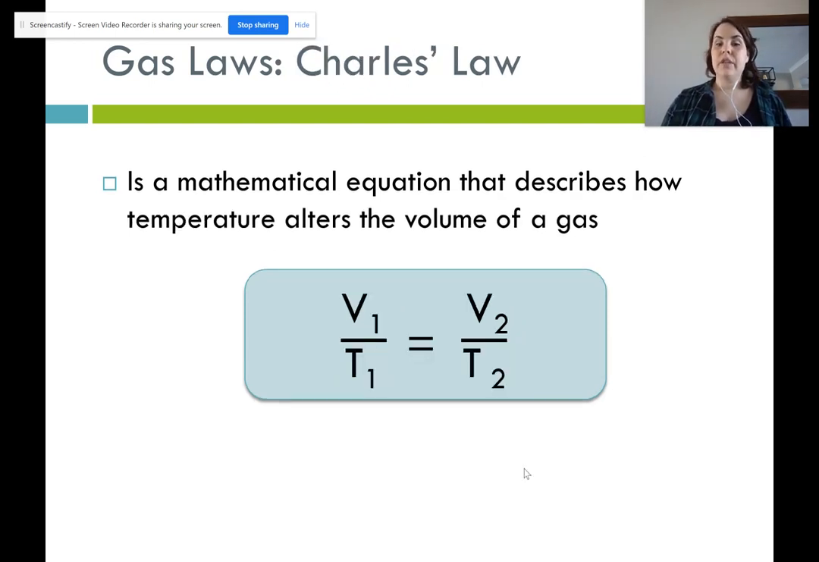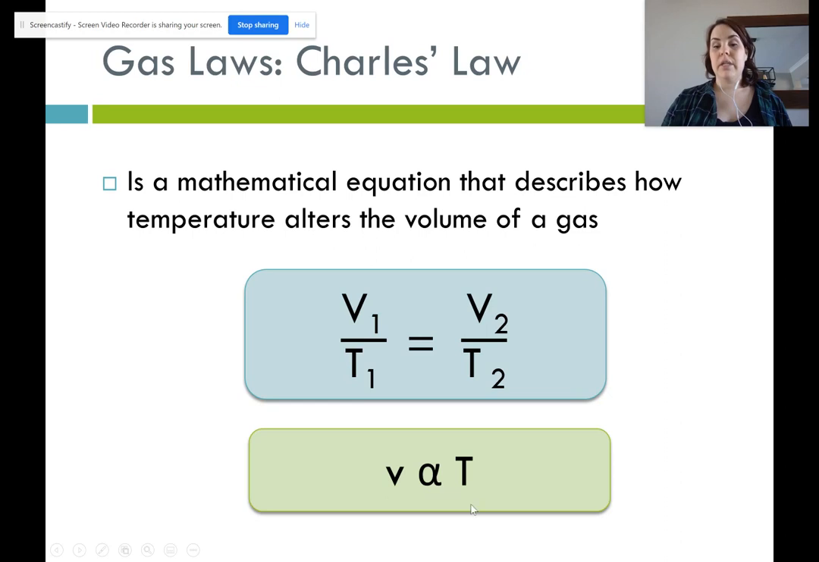Charles' law is a relationship between volume and temperature. So V1 over T1 equals V2 over T2. And this is an example of a relationship that varies proportionally. So they move in the same direction. If volume increases, so should temperature. If volume decreases, so should temperature.